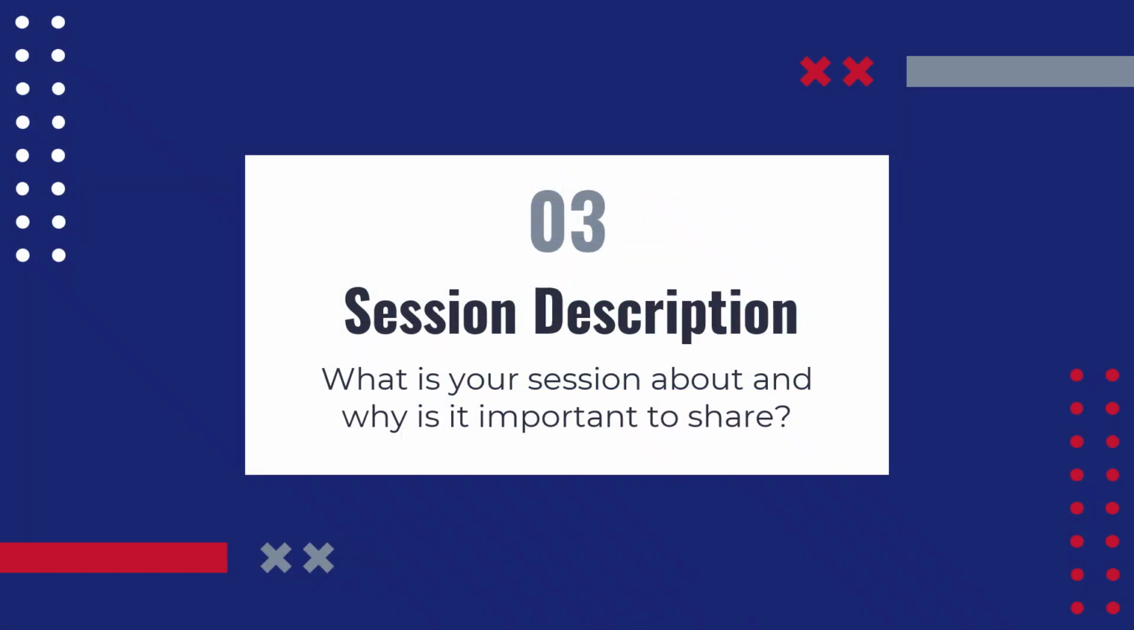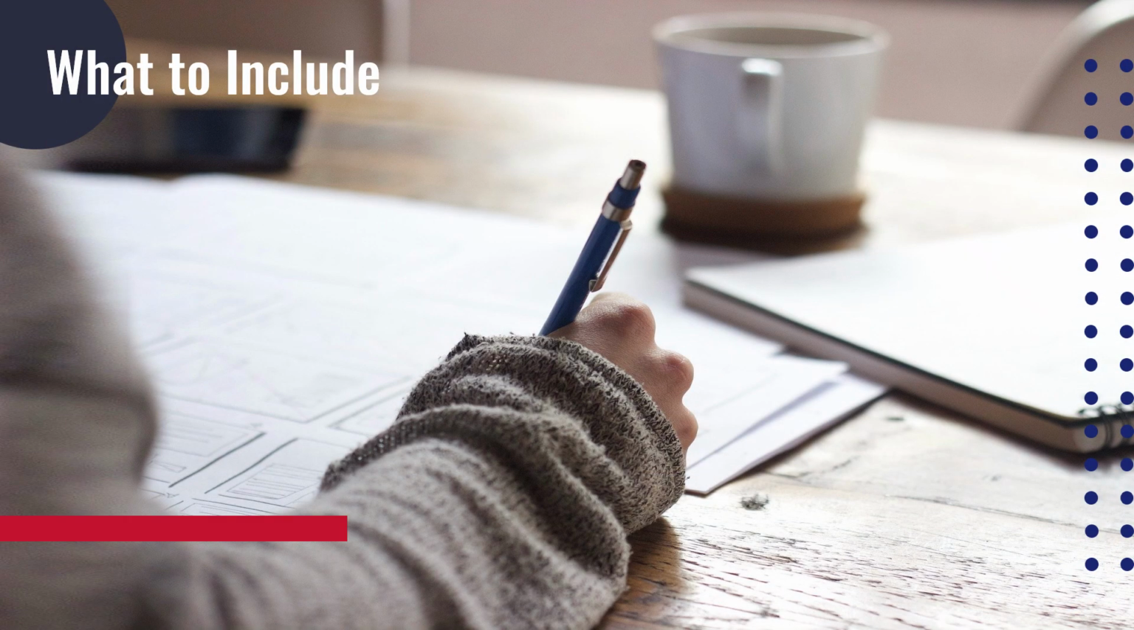Let's move on to the session description. This section is the meat of your submission, and it's the best place to make a case for why the programming committee should include your presentation in the convention program. You'll want to make sure you cover what your session is about and why it's important to share that information with attendees. A great way to begin your session description is to pose a question or issue that your presentation will be answering.